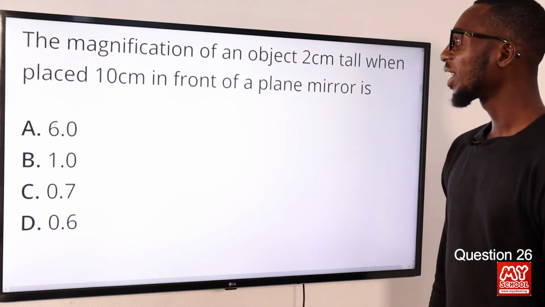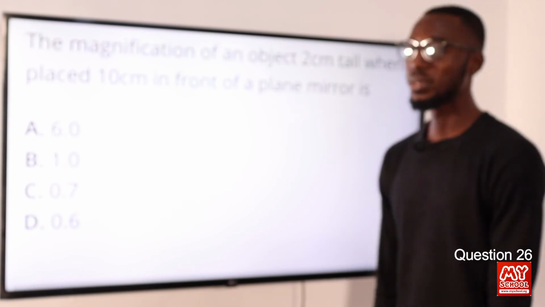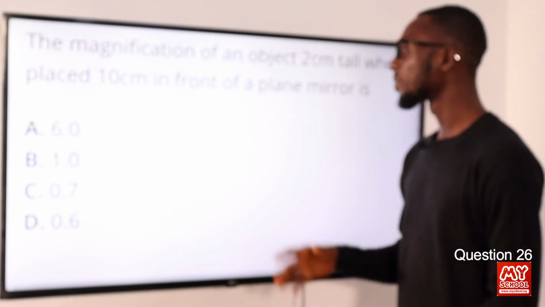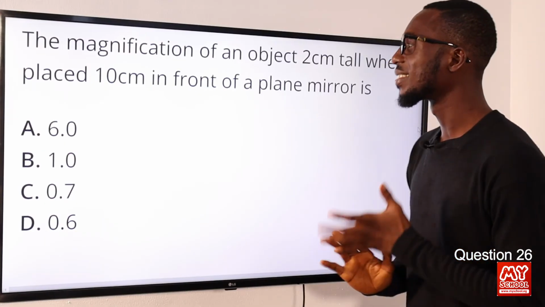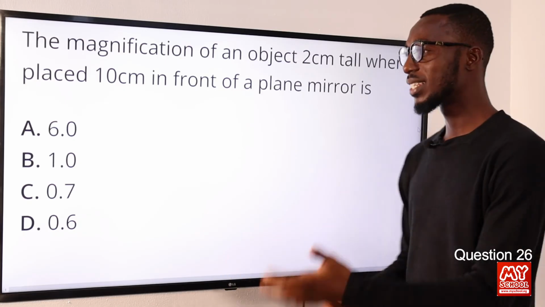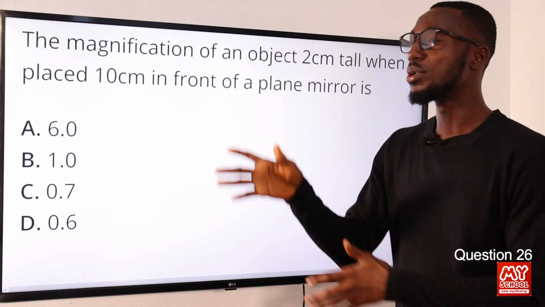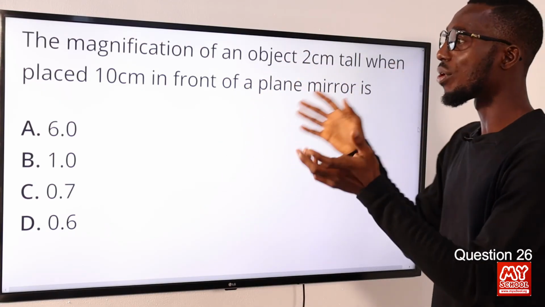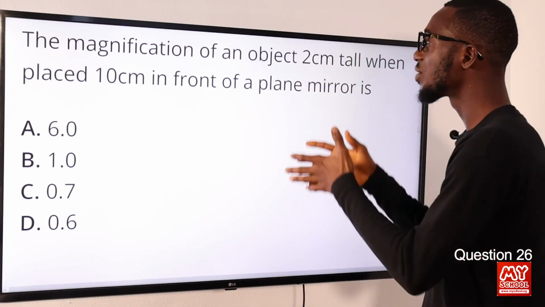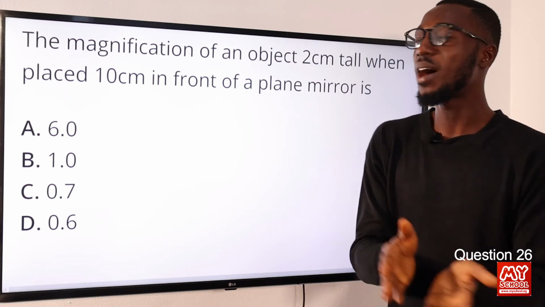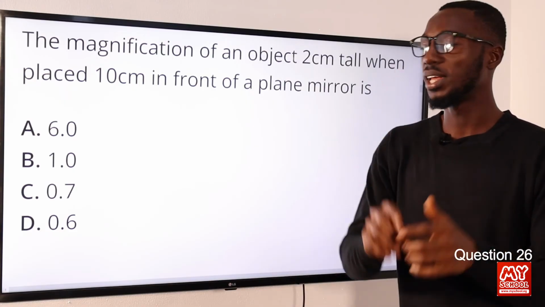26. The magnification of an object 2 centimeters tall when placed 10 centimeters in front of a plane mirror is what? So when you look at the features of images produced by a plane mirror, you just know number 1, it is virtual, it is erect, it's the same distance as the object. So object distance equals image distance, and the size of the image equals the size of the object. So the magnification produced by a plane mirror will be unitary, that is 1, because the image height is the same thing as the object height. So image height is 2, object height is 2, that is 2 over 2, that is 1. Okay, so they are the same.